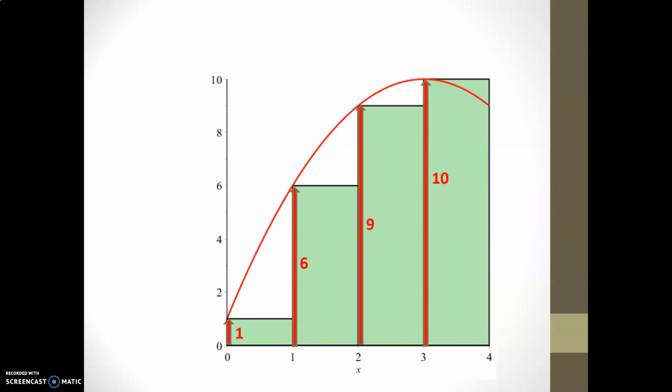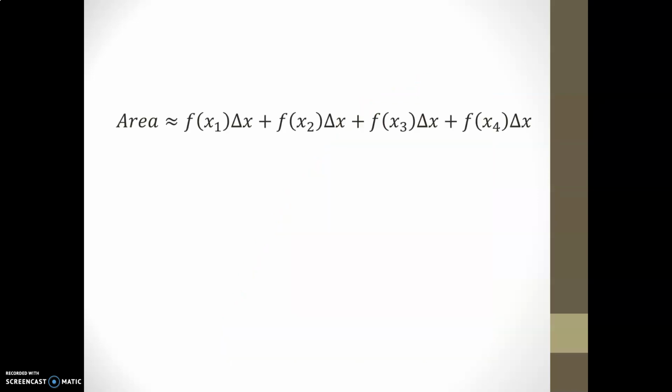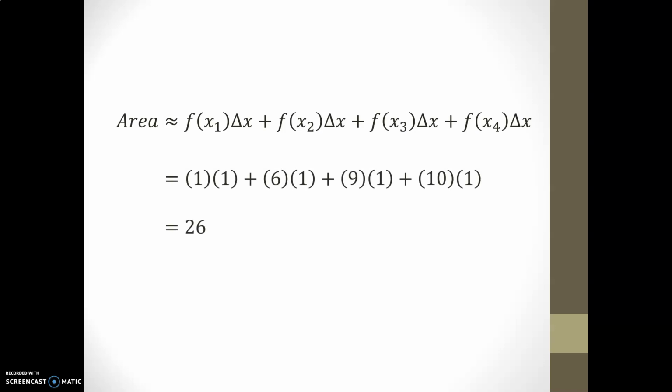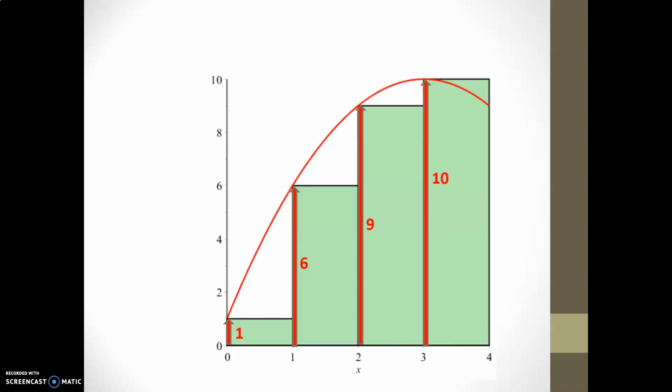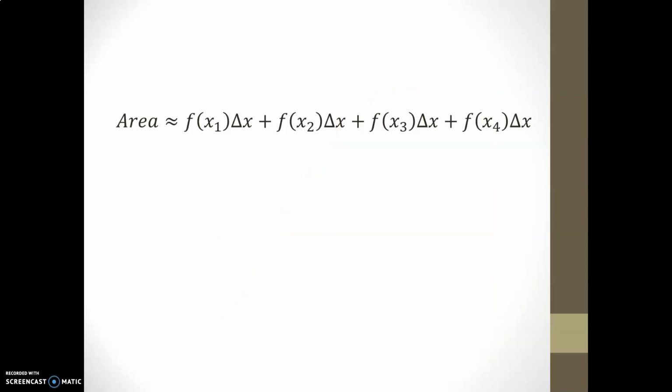The base being 1, we're ready to add up our areas. So here we go. Here is the addition of the area of the 4 rectangles we have. So we would have 26 as an estimated value for the area under the curve. Granted, this will be an underestimation of the true area under the curve. As you can tell, we're making errors that tend to be more underestimations than overestimations.